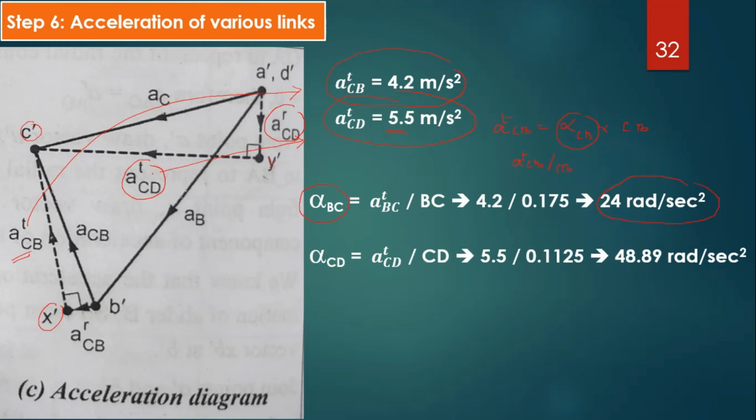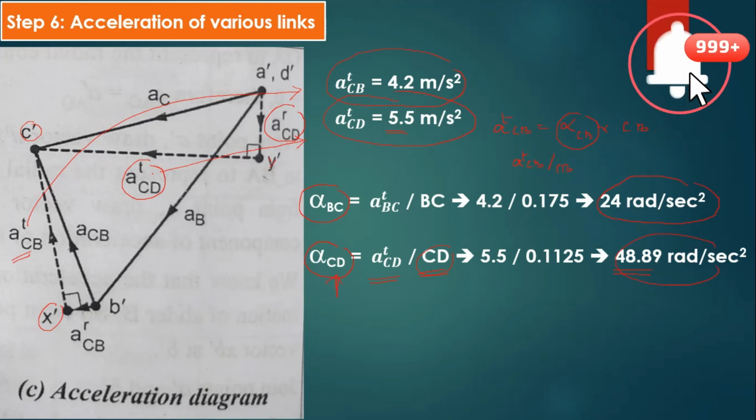Similarly, we calculate the angular acceleration of CD, which is equal to the tangential component of acceleration of CD divided by CD, the length of the link. So finally we got 48.89 radian per second squared. This is the value for the angular acceleration of the link CD. Okay, thank you.